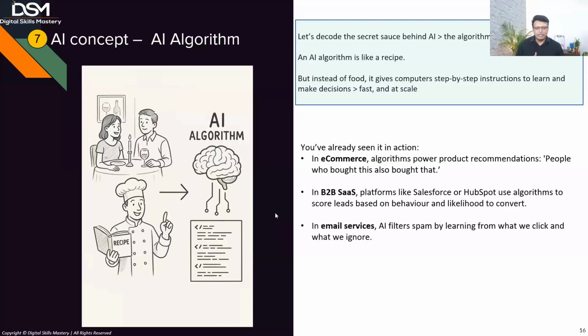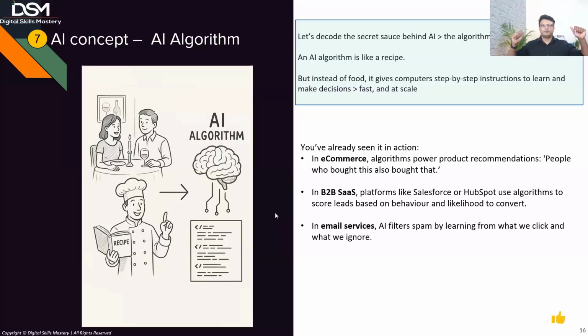So, for example, in e-commerce, you are able to get recommendations. In B2B SaaS platforms, you have algorithms to score the leads based on the interaction and the behavior of the customer. And in email services, it filters the spam, learning from what we click, what we ignore, what we have tagged before as spam or phishing. So this is an example of an AI algorithm.